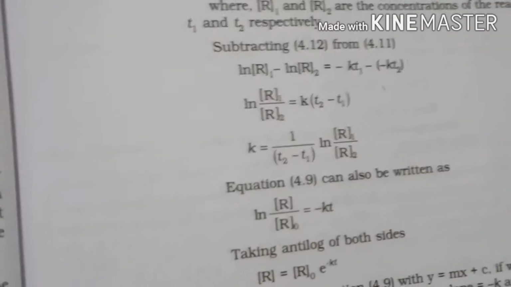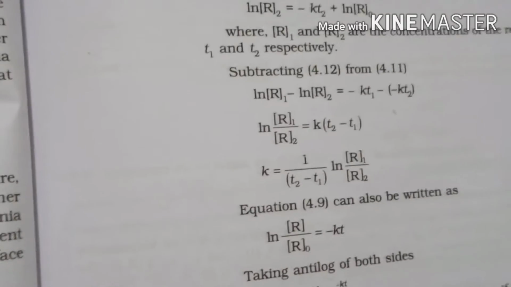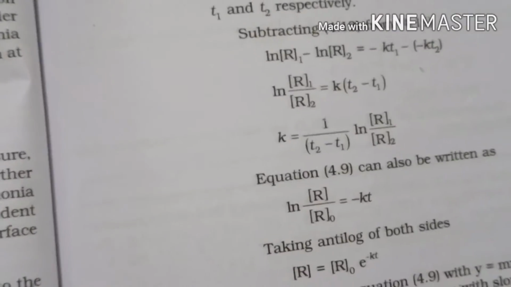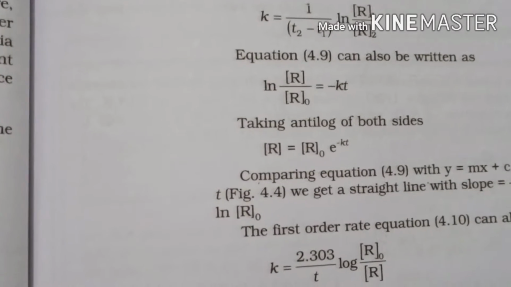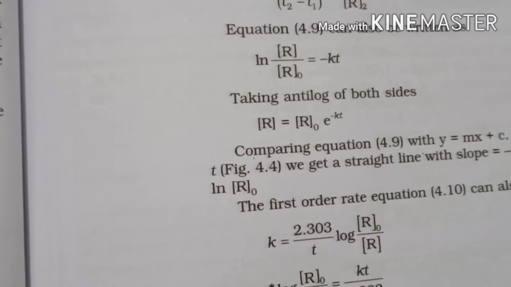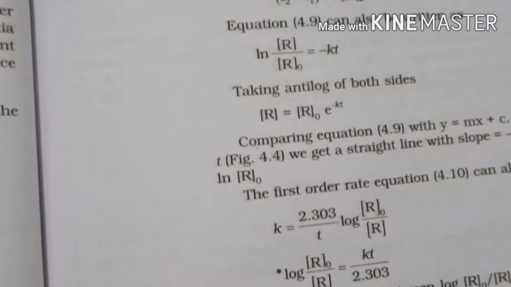Equation 4.9, the last equation, can be written as ln R by R naught is equal to minus kt. Taking antilog on both sides, we get R equal to R naught e to the power minus kt.